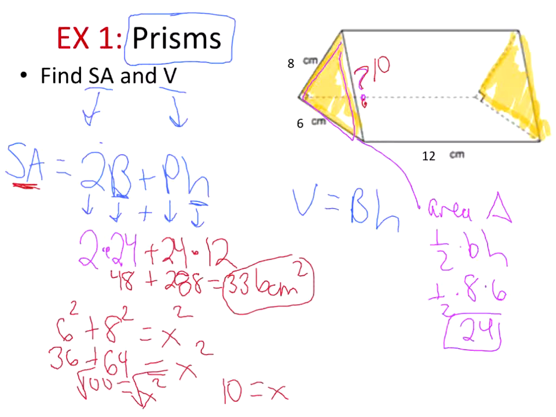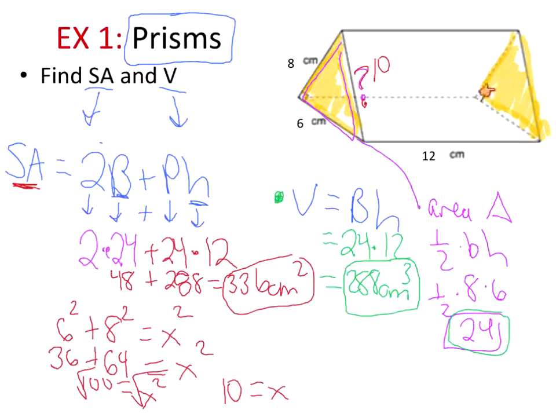So I'm going to change colors one more time. I'm going to go to a green color, and we're going to do volume together. Volume is really easy after what we just did, because volume is just area of the base times the height. We already found the area of my base, which is my triangle. It's 24. And what did we say the height of my whole figure was? 12. So 24 times 12 gives me 288, and that would be centimeters cubed. Volume is always cubed because volume is 3D.